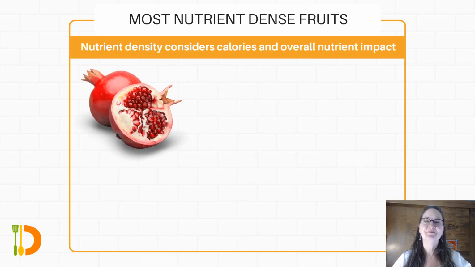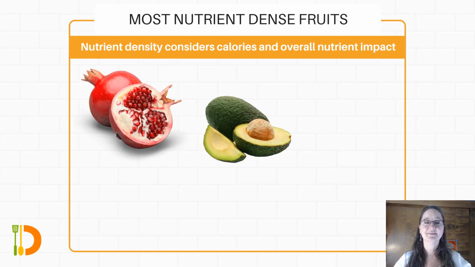Let's talk about some of the most nutrient-dense fruits, which means they pack the most nutrients, including vitamins, minerals, and phytochemicals, as well as fiber in the lowest amount of calories. Pomegranate seeds provide fiber, vitamin C, vitamin K, potassium, and the flavonoid group anthocyanins, which give it the deep red color. Avocados contain healthy monounsaturated fats, fiber, potassium, vitamin C, vitamin E, vitamin K, and B vitamins, as well as some carotenoids.